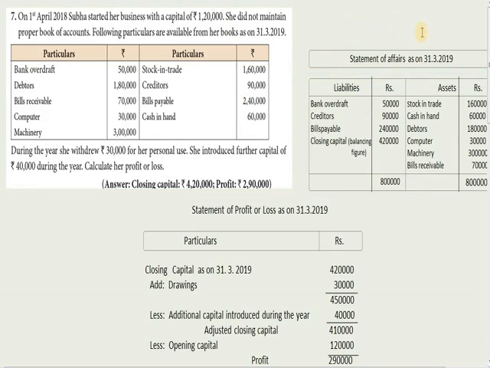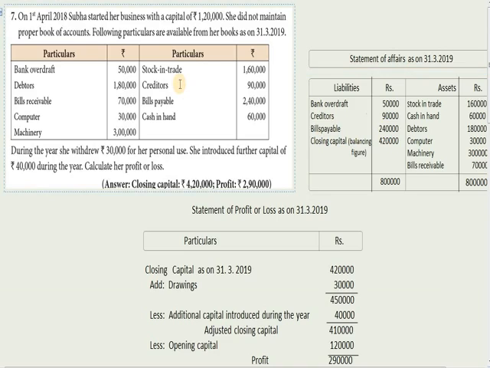See, I have prepared here the statement of affairs as on 31st March 2019. We have to find out what are all the assets. First, let us see one by one. Stock in trade. Stock in trade is an asset, and we have entered that on the asset side. And debtors. Debtors is also an asset. Computer is an asset. Machinery is an asset. Bills receivable is an asset. Bank overdraft is a liability. Creditors is a liability. Bills payable is a liability.